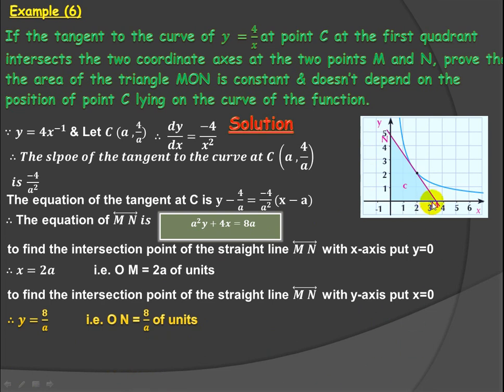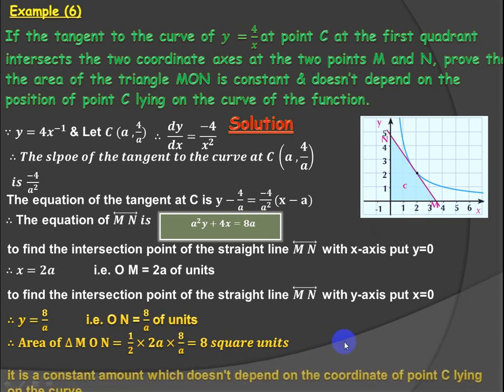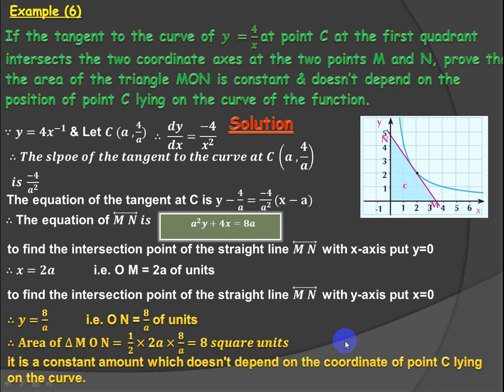The area of triangle MON, where O is the origin point, is half times base times corresponding height, which is half times OM times ON. Half times 2a times 8 over a equals 8 square units. So the area of this triangle MON is a constant number and doesn't depend on the position of the point C, which lies on the curve. Thank you.